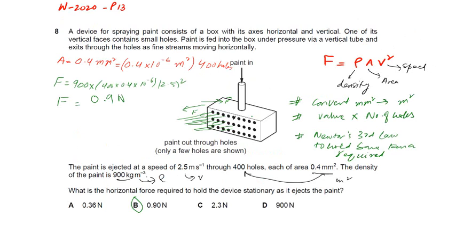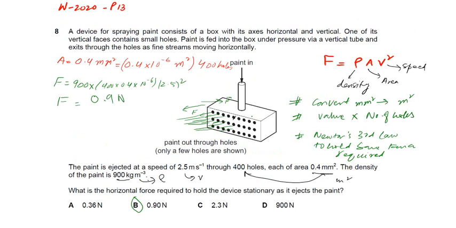So the density is 900, and 400 holes times 0.4 times 10 to the power minus 6 will be the area. And this area times 2.5 squared, which is the speed, so we need to multiply it. So 2.5 squared, this is your area, and this is the density. So the answer is 0.9 Newton. So option B is the correct answer.